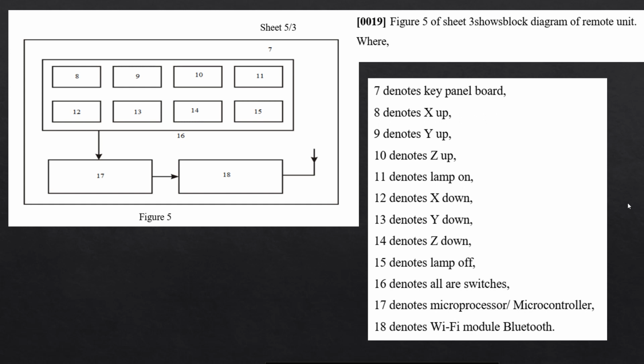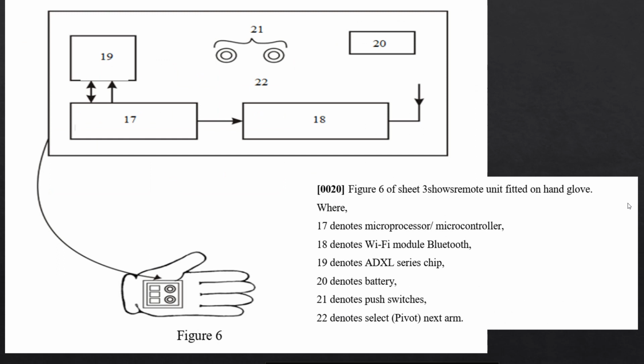7 denotes the key control panel, 8 denotes X up, 9 denotes Y up, 10 denotes Z up, 11 denotes lamp on, 12 denotes X down, 13 denotes Y down, 14 denotes Z down, 15 denotes lamp off, 16 denotes all the switches, 17 denotes microprocessor or microcontroller, 18 denotes Wi-Fi module or Bluetooth. This is a remote control unit.